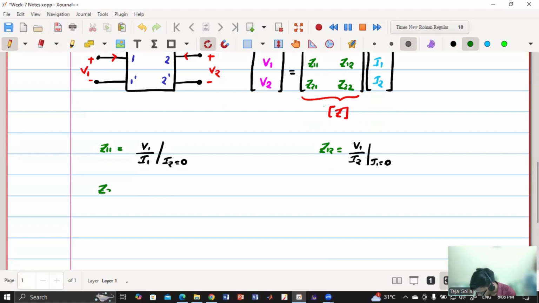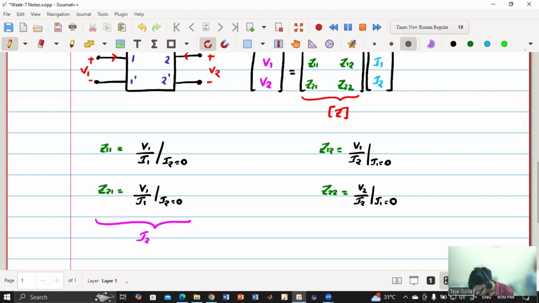Now Z21 is V2 by I1 when I2 equals 0. And this is Z22, which is V2 by I2 when I1 equals 0. It's again the same case. This happens when I2 equals 0, which means it is open circuited; that is when the current becomes 0. The other is I1 equals 0. So in the left case, the right side port is open. In the right side case, the left side port is open.